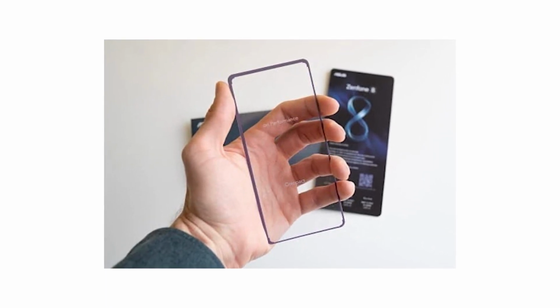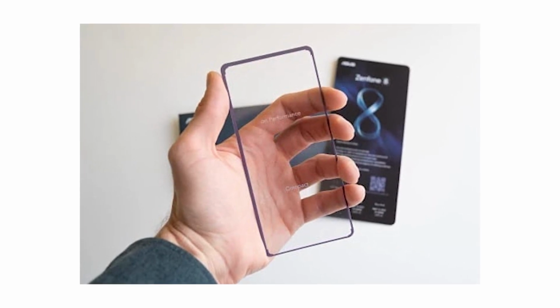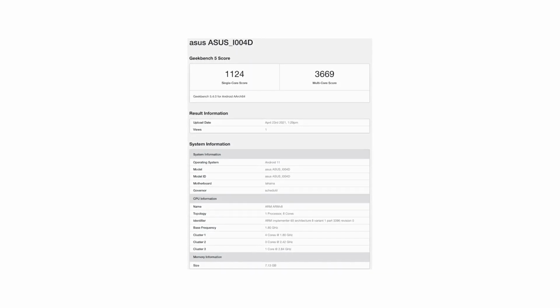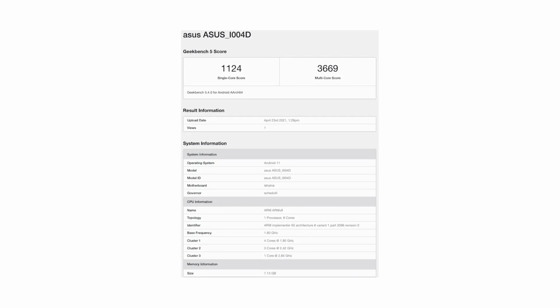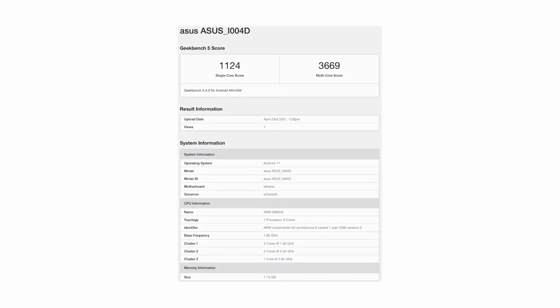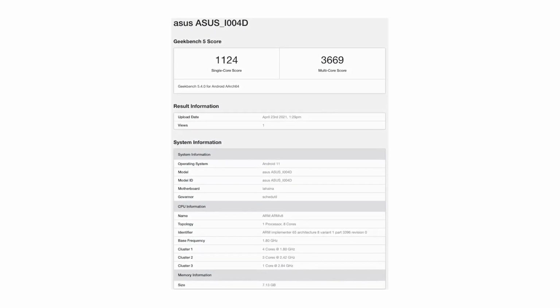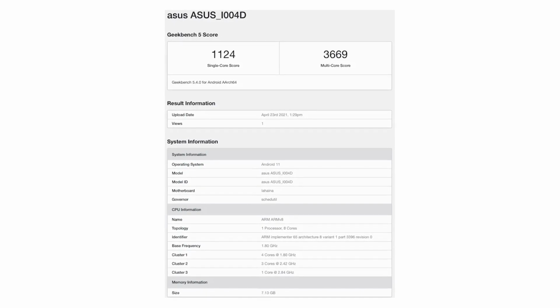Meanwhile, a new listing reveals that the Zenfone 8 packs a Snapdragon 888 chipset with 8GB of RAM and boots with Android 11. The phone has achieved 1124 single-core points and 3669 points in the multi-core department. These scores are on par with other phones with the Snapdragon 888 chip, and they closely match the leaked scores of the Zenfone 8 Mini on Geekbench from last week.